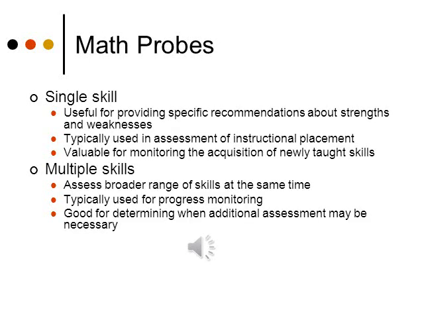So single skill probes are useful for providing specific recommendations about strengths and weaknesses, basically skills the student has or doesn't have. So if your single skill probe just assesses 2-digit by 2-digit addition, then you'll know if the student has that skill or not. They are typically used in the assessment of instructional placement, so you're able to see they've mastered these skills, but here's where they started to fall off, and this is the skill that needs to be targeted. And so it's valuable for monitoring the acquisition of newly taught skills. So now here is the skill that's being targeted with instruction, and that is what we're monitoring here.